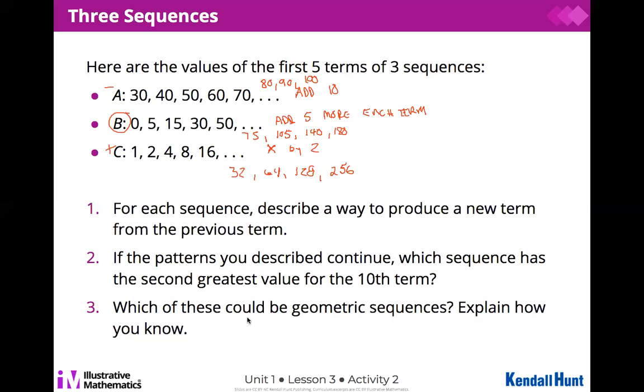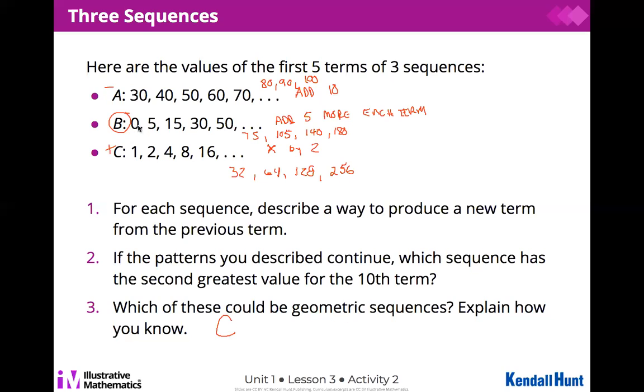Which of these could be geometric sequences? Well, only one of these involved multiplying by the same number each time from one term to the next, and that was C. Okay, so C is the only one that can be a geometric sequence.